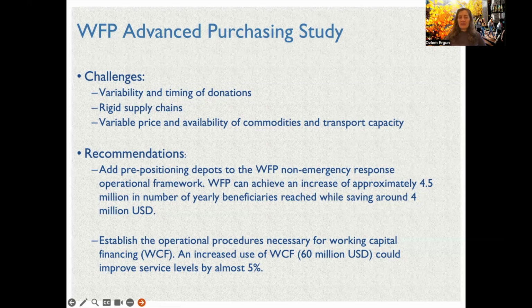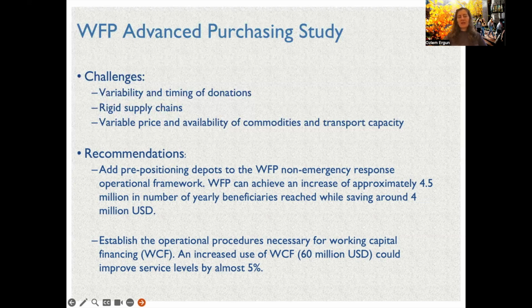What we recommended at the time to WFP was that by using $5 million of its own funds to do advanced purchasing and pre-positioning, they could increase the number of beneficiaries that they can serve by about 5 million people. Furthermore, we talked about a revolving working capital financing for implementing these kinds of advanced purchasing options. And basically what we showed them was that if they used about $60 million of working capital financing, they could improve service levels by almost 5%.